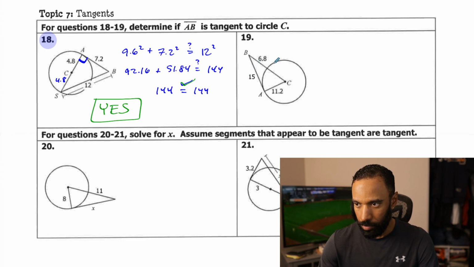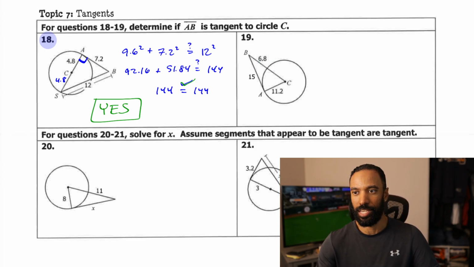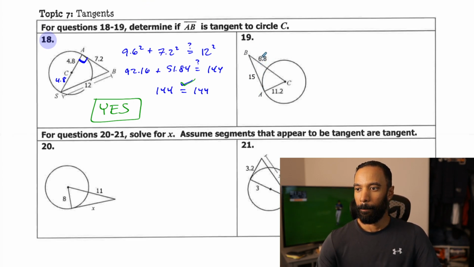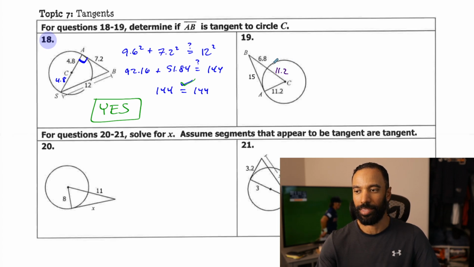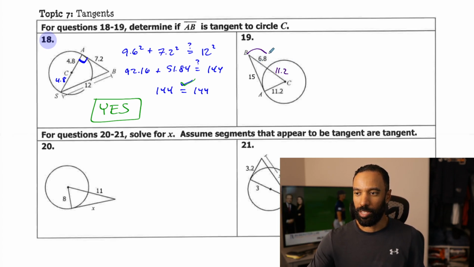Okay. Next one, same thing. The difference here is regarding markings. This is not part of a radius, but this is, so these two are congruent. If this is 11.2, so is that right there. 6.8 plus 11.2 is 18.